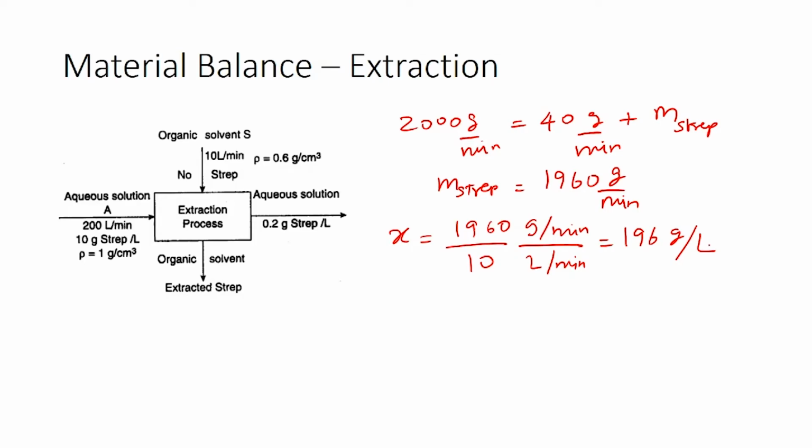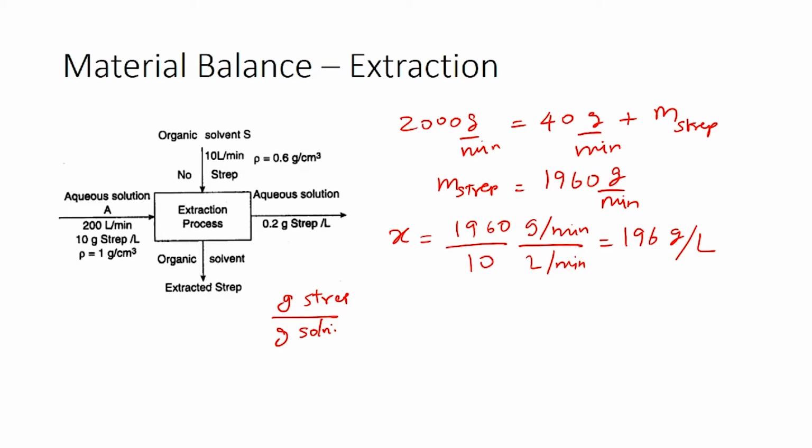The question asks for the mass fraction of streptomycin in the extract. How do we convert this concentration to mass fraction? For converting concentration to mass fraction, we first need to understand what the mass fraction means. What is the definition of mass fraction? Mass fraction is defined as grams of streptomycin per gram of solution.